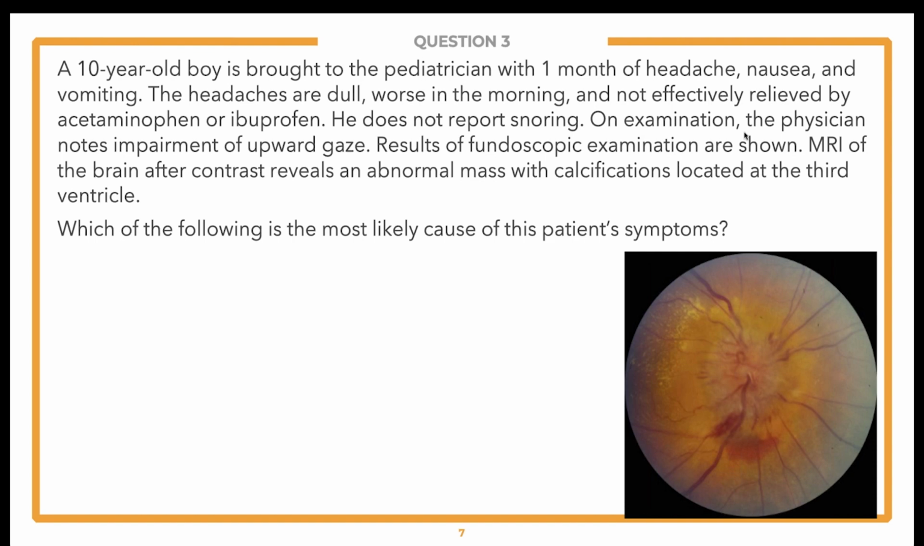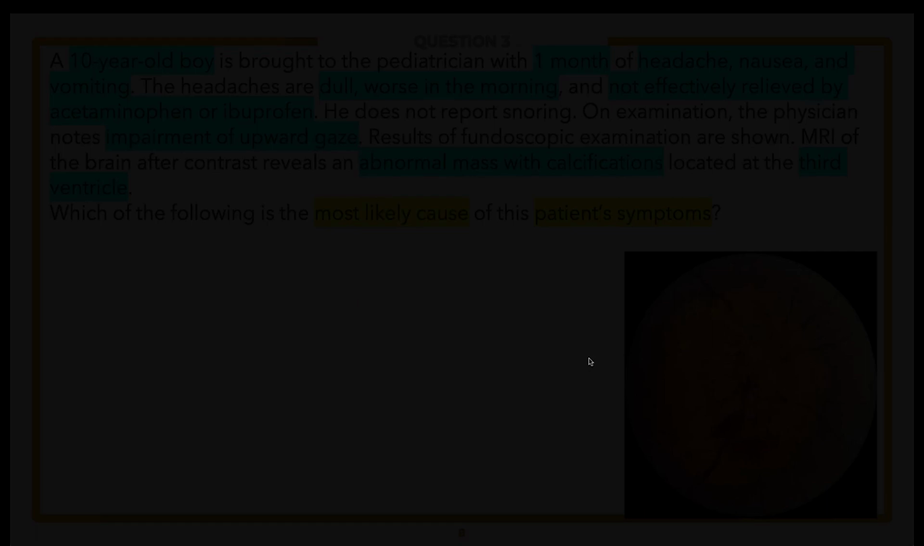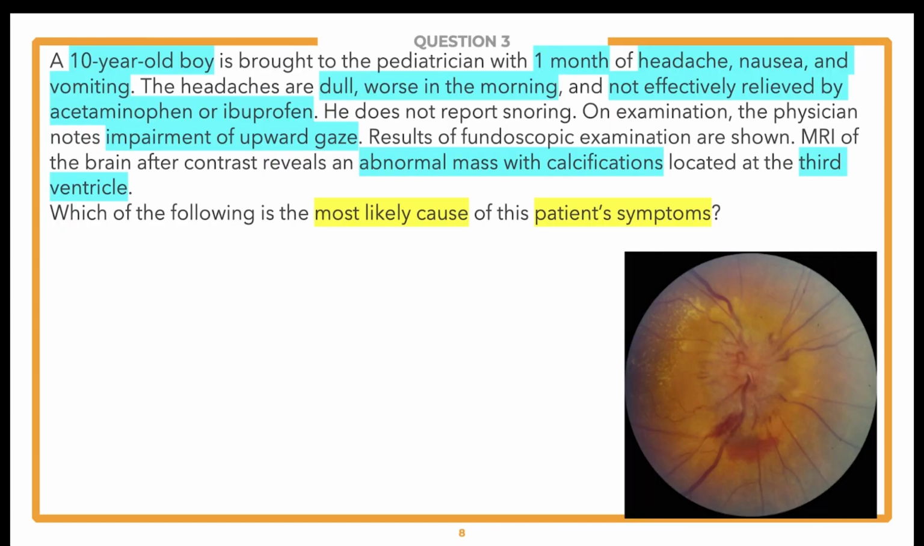Well, thank you very much. Happy to guide you through this. We'll take a look at the next slide here. As you can see here, we've got a 10-year-old boy, 1 month of headache, nausea, and vomiting, dull, worse in the morning, and not effectively relieved by acetaminophen or ibuprofen. Then we see here he's got impairment of upward gaze, an abnormal mass with calcifications in the third ventricle, and what's the most likely cause of this patient's symptoms? So we've got some information here. We've highlighted these clues for you. Nice little image there for you to take a look at.